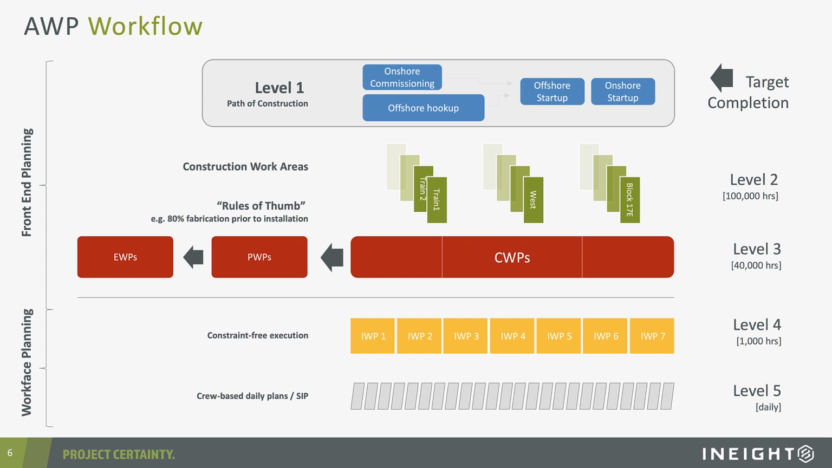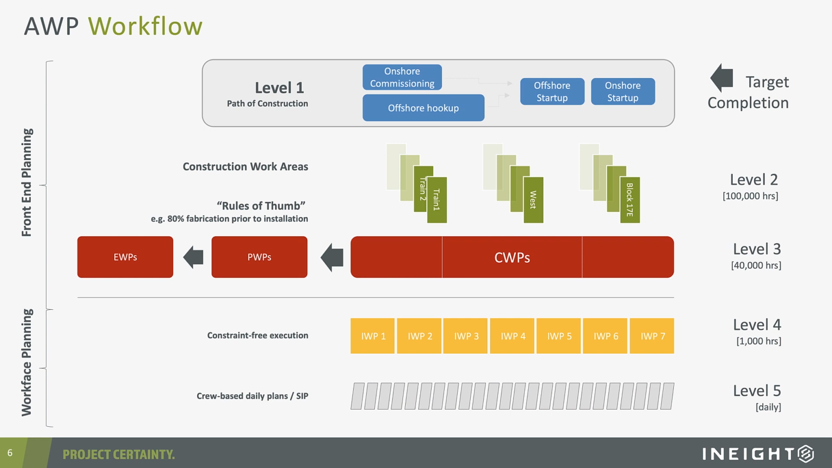And again, it's interesting that the onshore commissioning scope isn't necessarily on the critical path with regards to float, but it is absolutely required in order to achieve project completion and onshore startup. Going down to level 2, this is where we start to really chunk or break out the scope of work into different work areas. So these are geographical areas. These could be different trains within a process plant. They could be east, west, different blocks on a linear road build, for example.